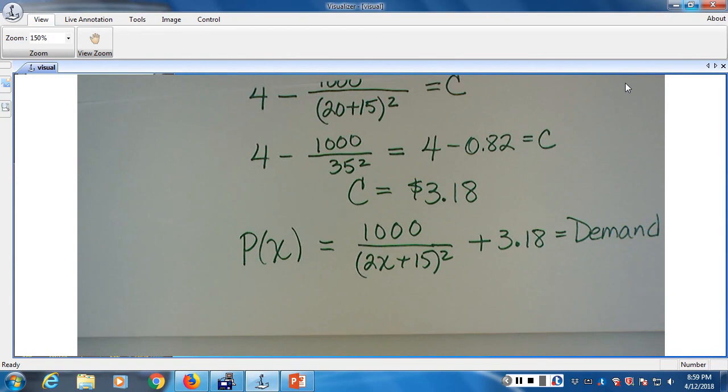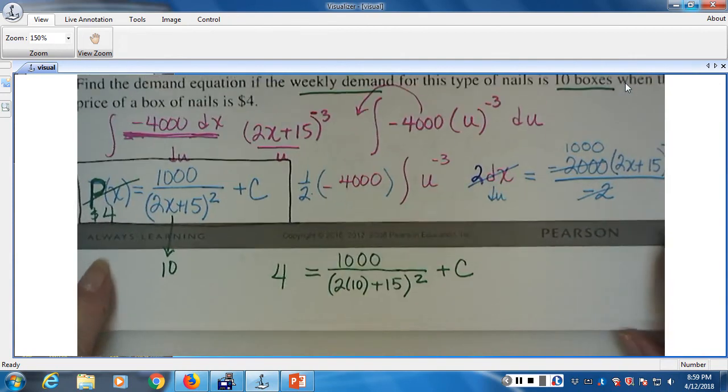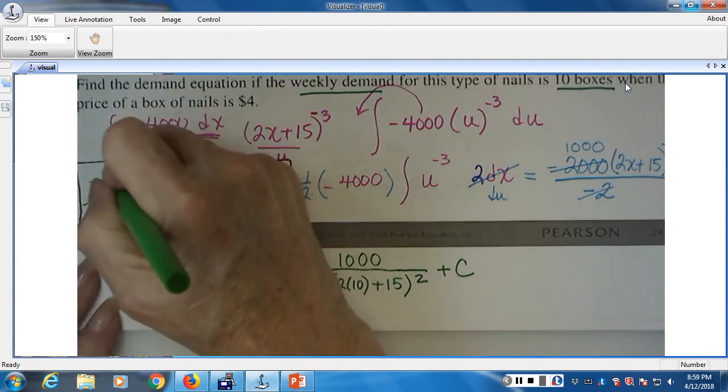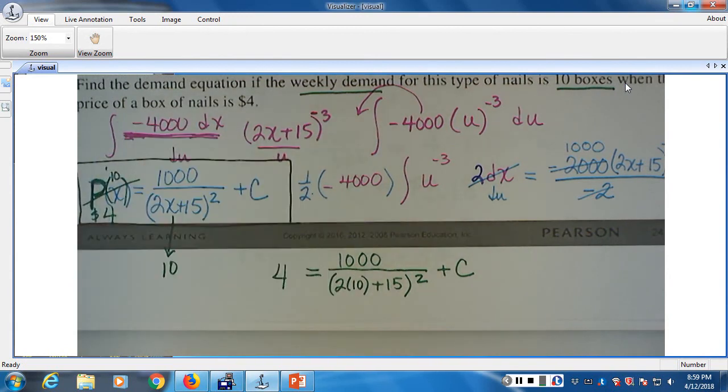So I'm getting a little confused on just kind of looking at the problem for information I need. 10 boxes is quantity, and I'm looking at the equation, and you have 2 x's there, but the 2 x's have 2 different values. Right, quantity and price. That's actually P of 10, and P of 10 is equal to $4. Does that make more sense?